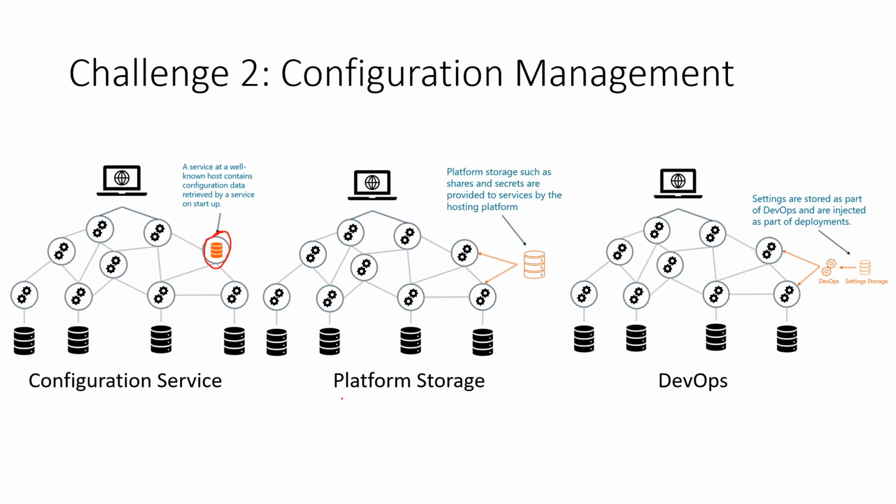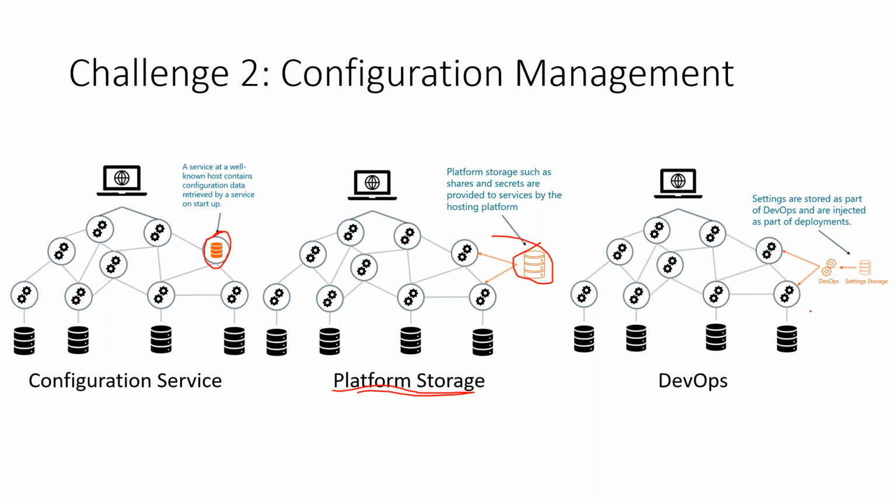Another common way to do it is using platform storage. And this is what you typically do in a containerized application. You would basically store some kind of configuration on a platform storage. It could be through secrets, it could be through a mount into containers or something like that. And the services that are running on that platform can all access that storage, and they read in the configuration data from that, and then they can configure themselves accordingly.